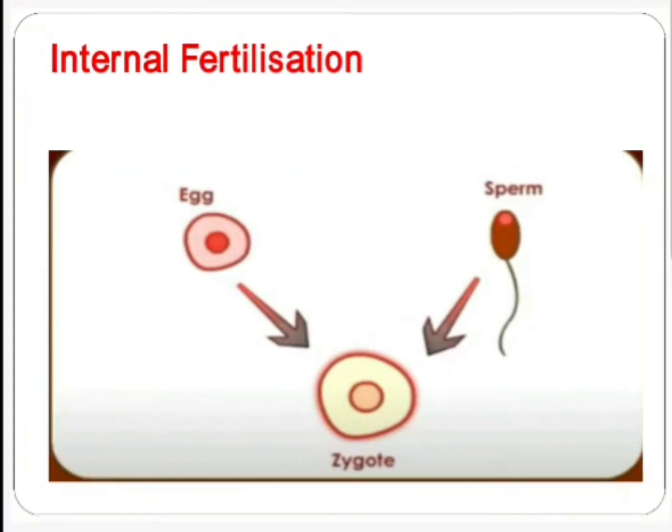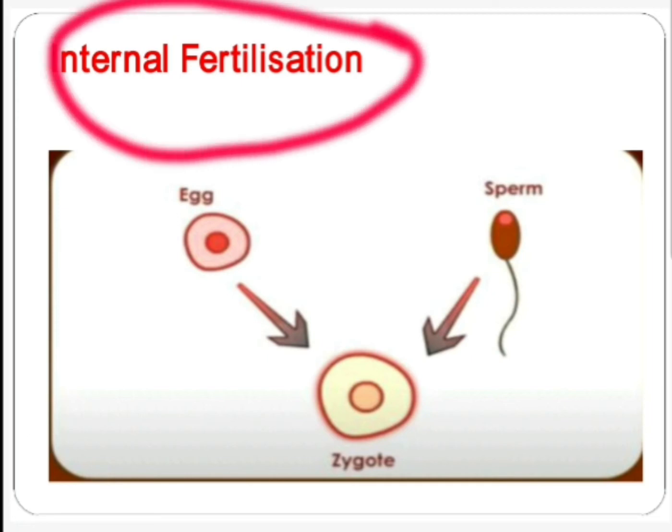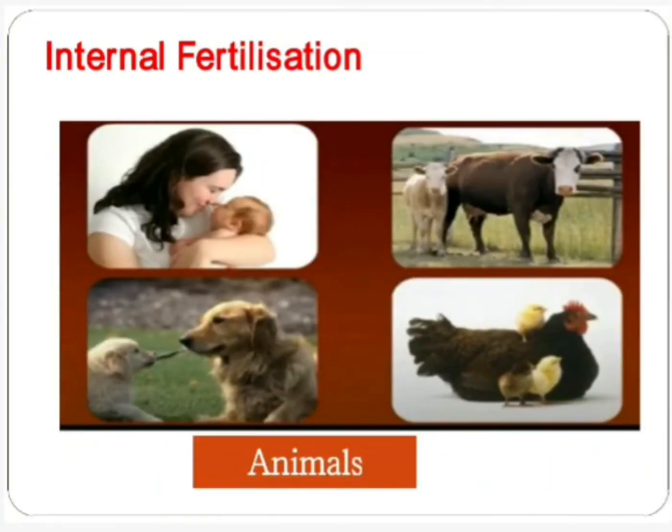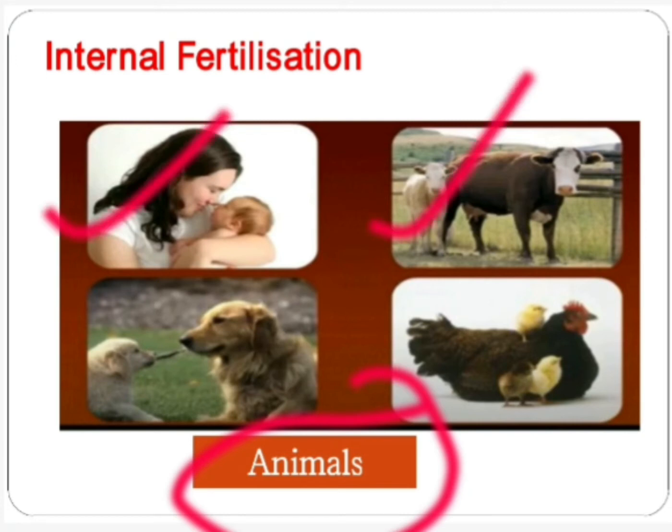Fertilization which takes place inside the female body is called internal fertilization. And internal fertilization occurs in many animals, including humans, cows, dogs, and hens.